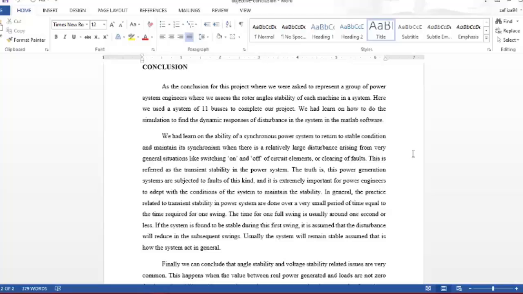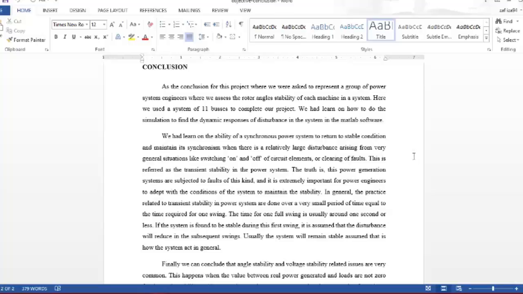maintain its synchronism when there is a relatively large disturbance arising from very general situations like switching on and off of circuit elements or clearing of faults. This is referred to as transient stability in the power system. The truth is, these power generation systems are subjected to faults of this kind, and it is extremely important for power engineers to adapt to the condition of the system to maintain stability.